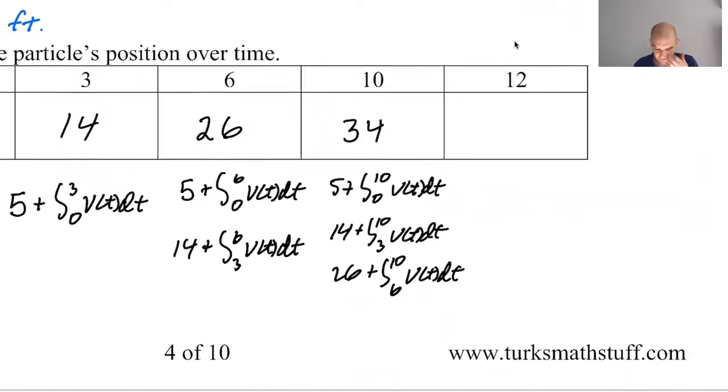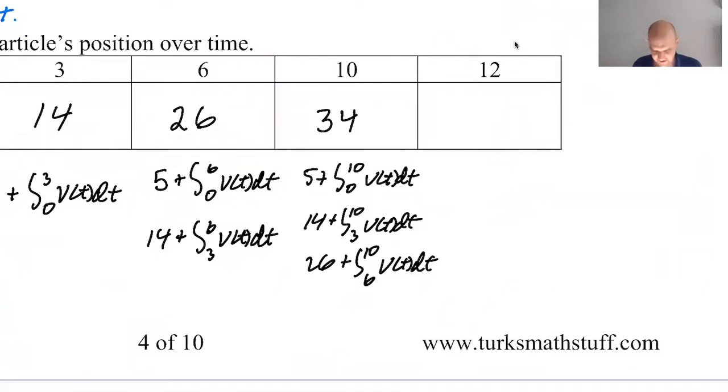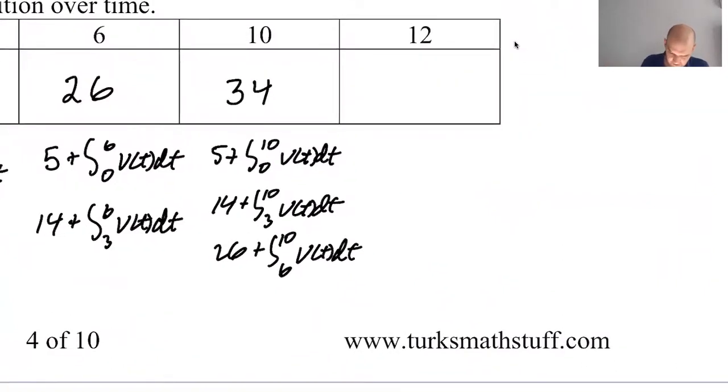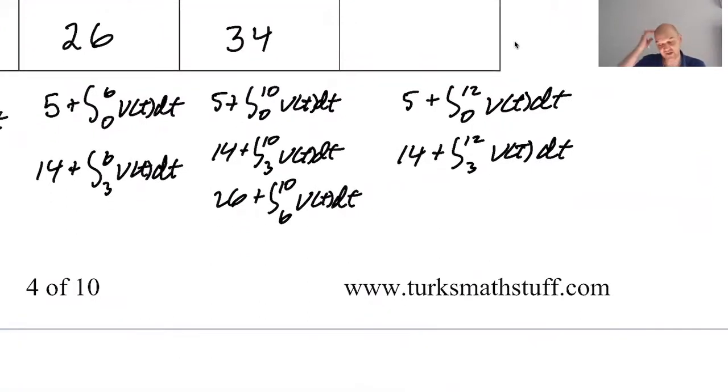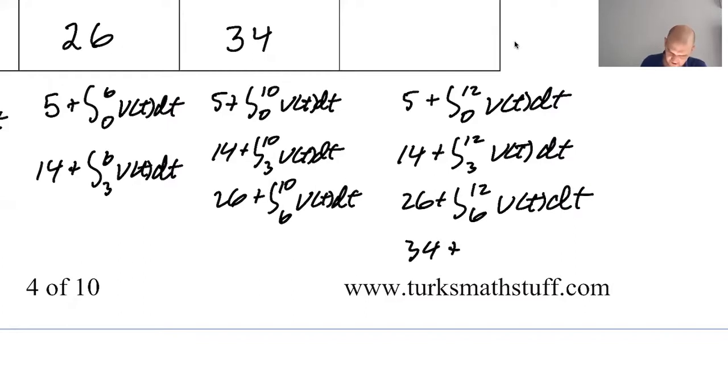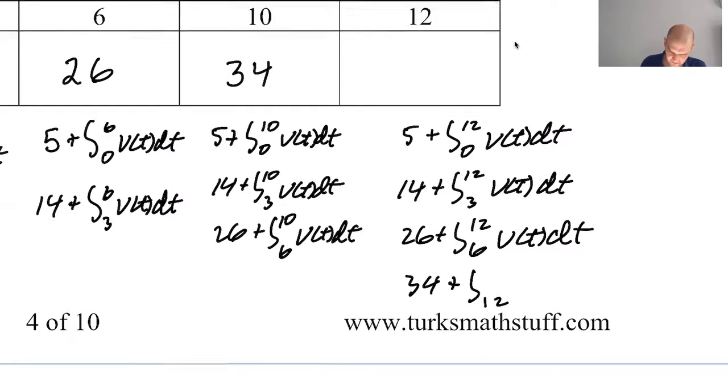And then for 12, we have 4 options. I'm going to write them down because I think it's important. We could do 5 plus the integral from 0 to 12 of v of t dt. That's a bad choice. We could do 14 plus the integral from 3 to 12. That's slightly better but still terrible. We could do 26 plus the integral from 6 to 12. I don't know why we would do any of these. Or we could just do 34 plus the integral from 10 to 12 of v of t dt.